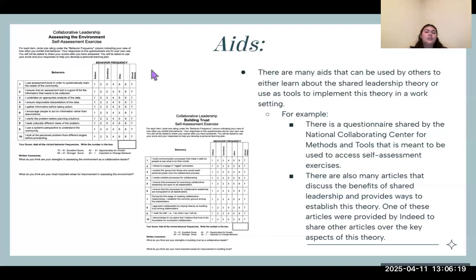And so I think an article posted by Indeed would be very helpful, but my opinion is that the assessments are someone's best bet at trying to implement it themselves, or if companies want to test how their teams might like it rather than just saying, "Oh, we're now going to be a shared leadership team rather than me giving instruction to you." And so aids are difficult to come by, but they are out there, and some of these are the ones that I found. And we're going to move on now.